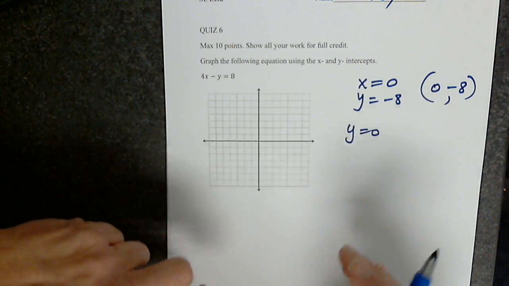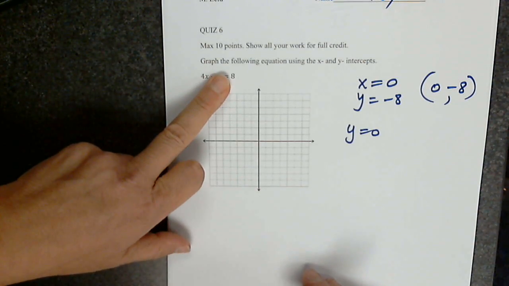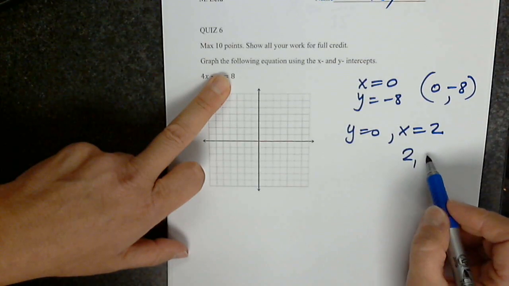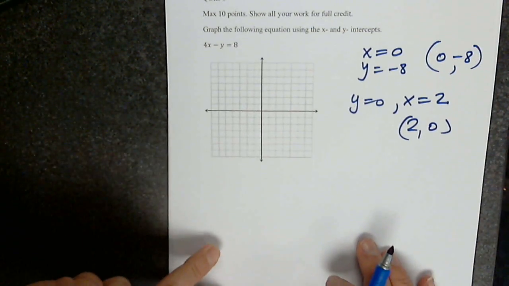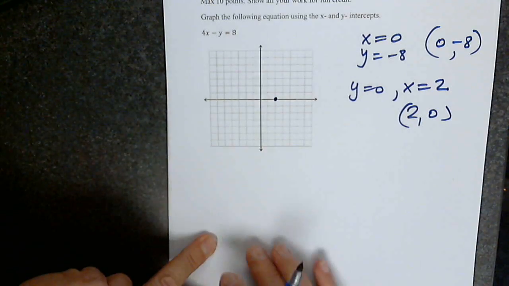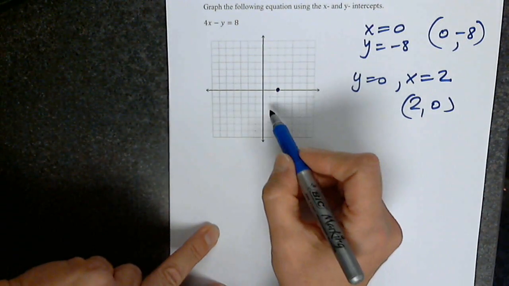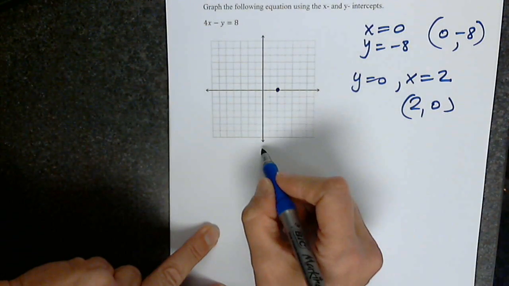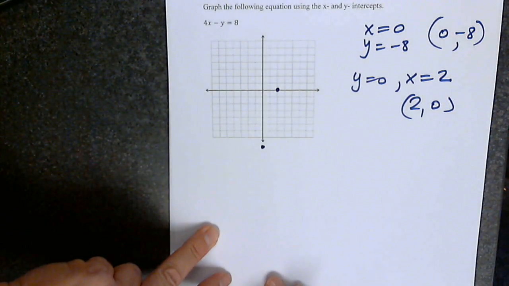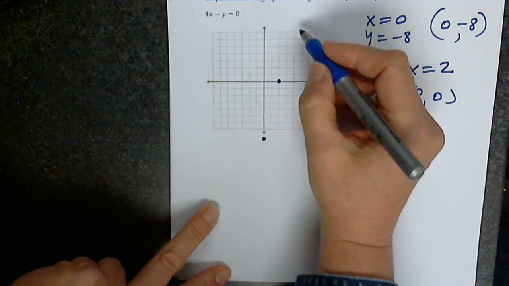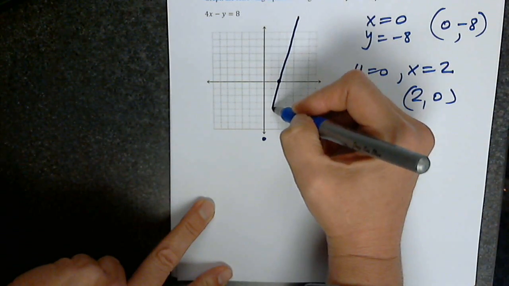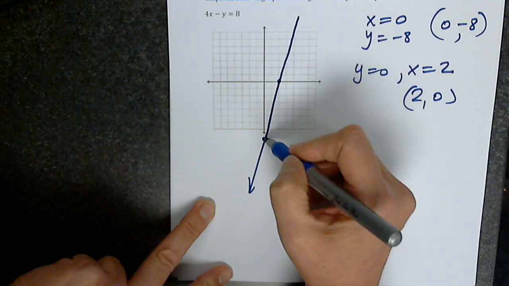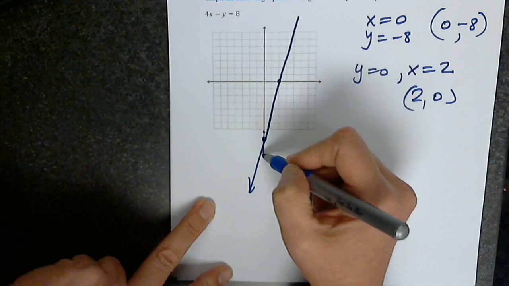Then when I set y equal to 0, I cover that, and I have 4x equals 8, which makes x equal 2, which gives us 2 comma 0. 2 comma 0 is this point. 0 comma -8, 2, 4, 6, 7, 8 is this point. Oh, you can change the unit, of course. And here's the graph. Or you can measure by twos, that's fine too, no problem.